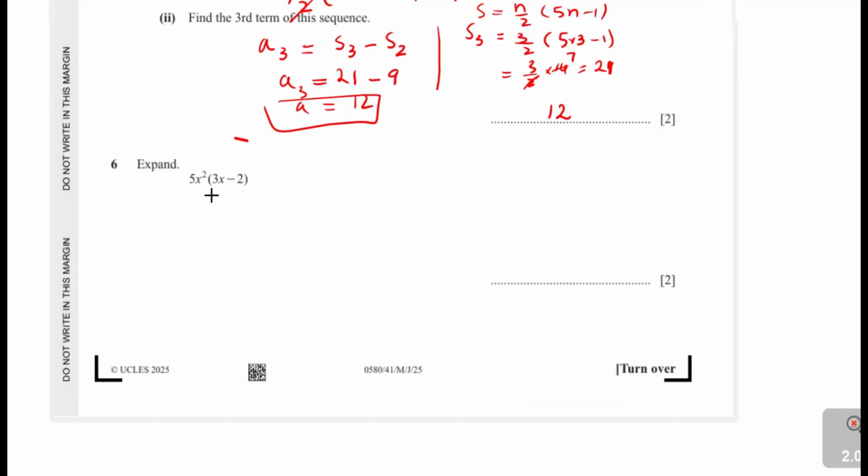Question 6. Expand 5x square into 3x minus 2. We will multiply 5x square into 3x. We get 15x power 3. Next, we will multiply 5x square into minus 2. We get minus 10x square. This is the answer.